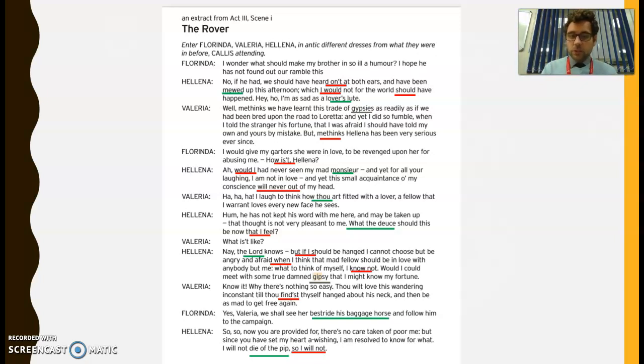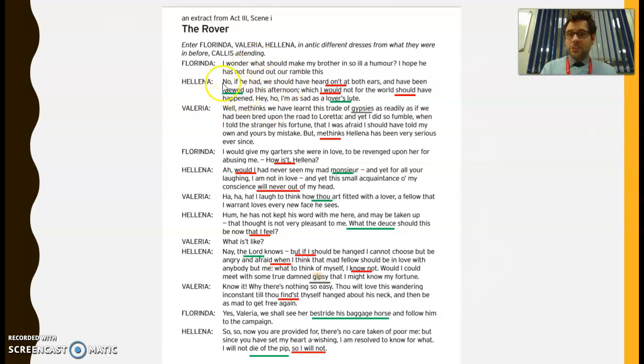In terms of lexis, I've underlined these things in green. So I've just picked up words that are either archaic or were interesting to look at for particular reasons. So, "I have been mewed up this afternoon." It's an archaic word. It's not one that we say anymore, is it? You wouldn't describe somebody as mewed up. So it's a particularly useful word.